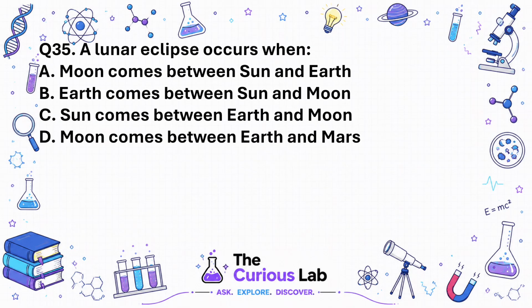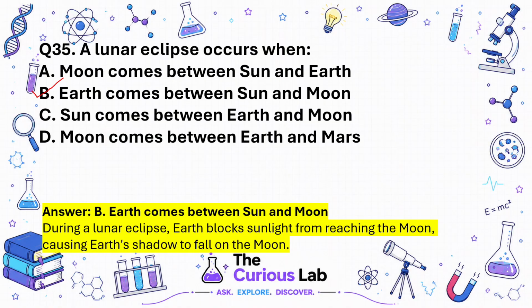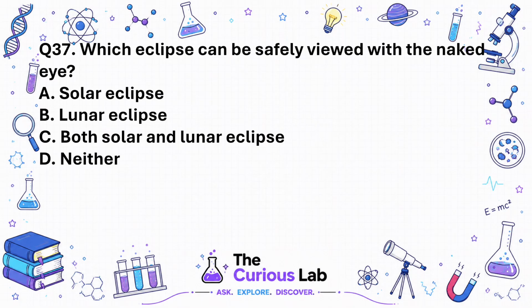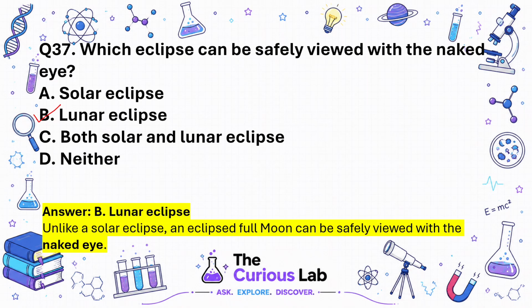Next question, a lunar eclipse occurs when? We know a lunar eclipse occurs when earth comes between sun and moon. Next question, during a total lunar eclipse, the moon may appear, we know it appears dark red. Next question, which eclipse can be safely viewed with the naked eyes? That is lunar eclipse. We can see it with our normal eyes. We don't need any kind of devices.